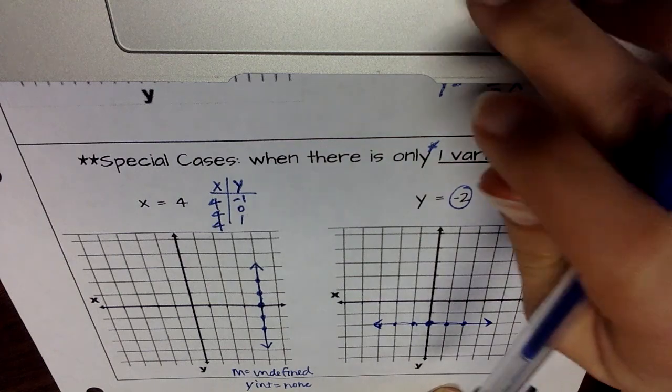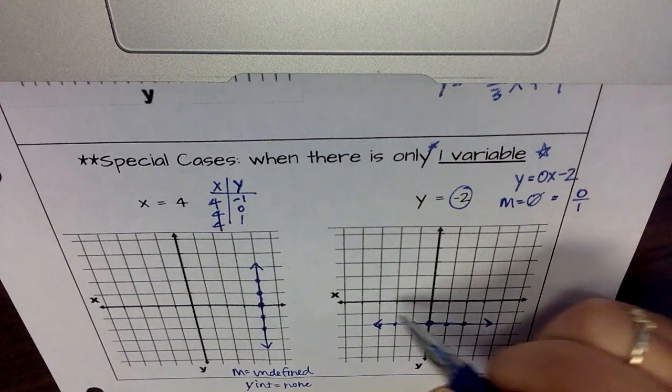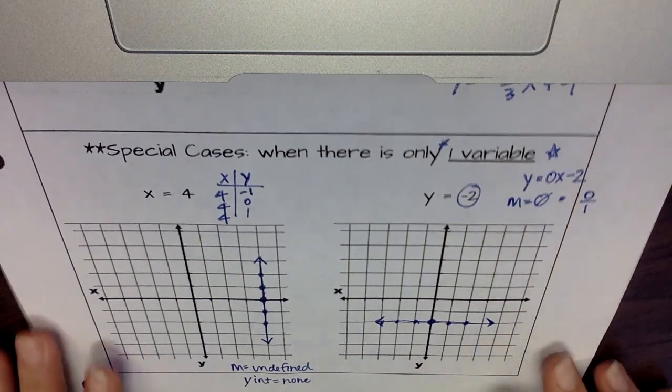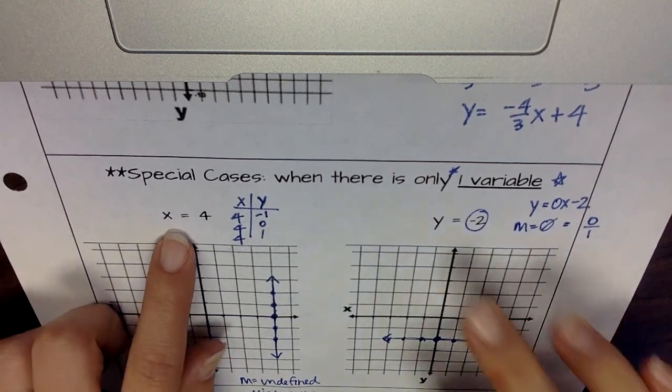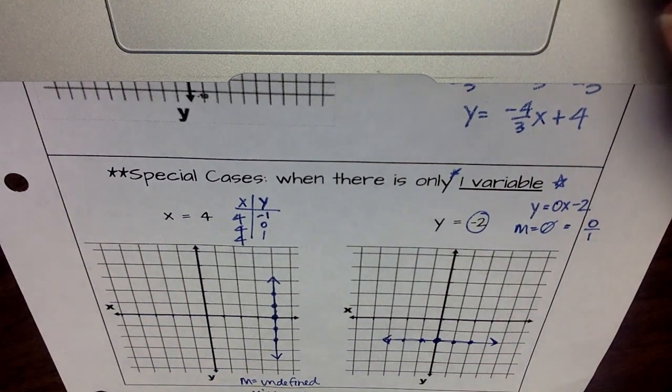Horizontal line, while it has a y-intercept of negative 2, it doesn't have an x-intercept because it is parallel to the x-axis. So again, if you have a special case, we've gone over special cases. If you have only one variable, then it's going to be one of those special cases. All right, we are going to practice more with graphing in class.